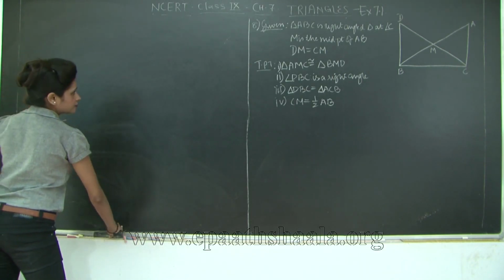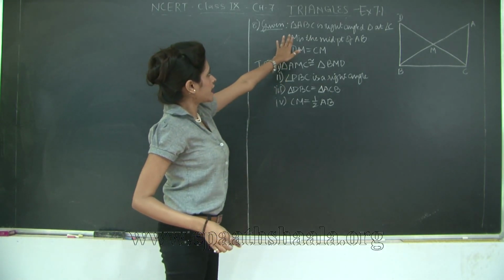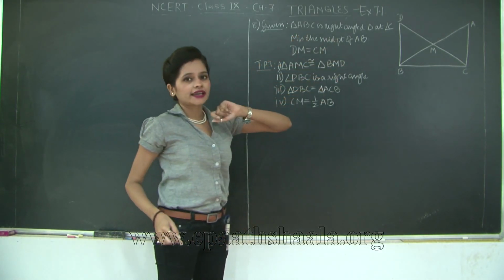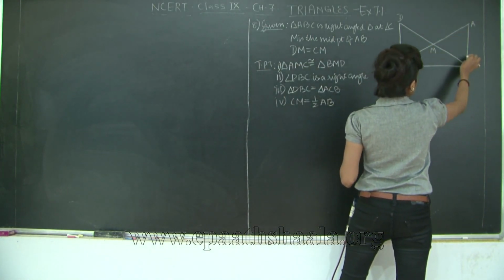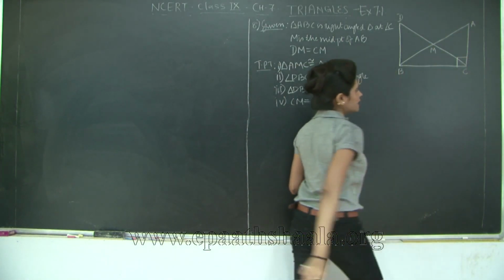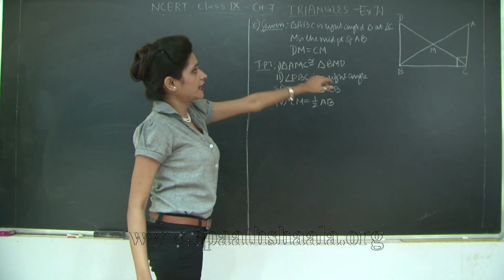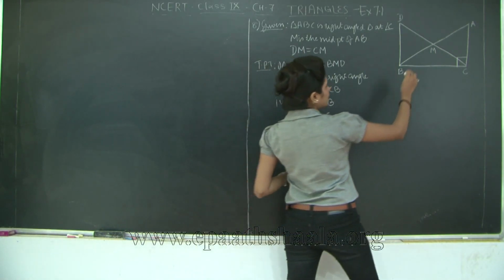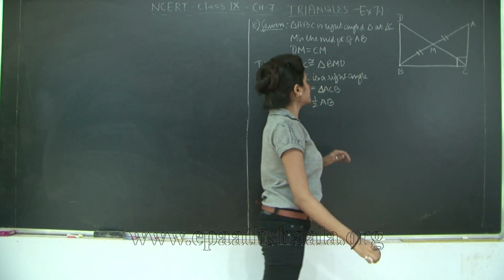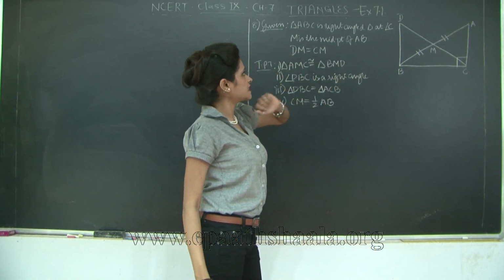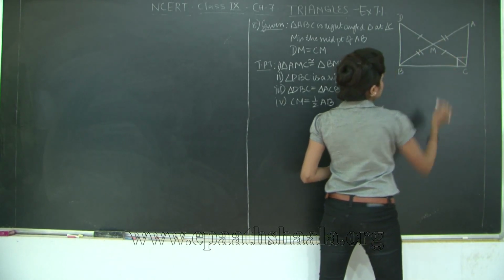So moving on to question number 8, I have triangle ABC is a right angle triangle at C. So let's see my triangle ABC. This is my triangle ABC and this one is a right angle, that is ACB is a right angle. M is the midpoint of AB, that means MB is equal to MA, correct? Also DM is equal to CM. So I have DM is equal to CM.